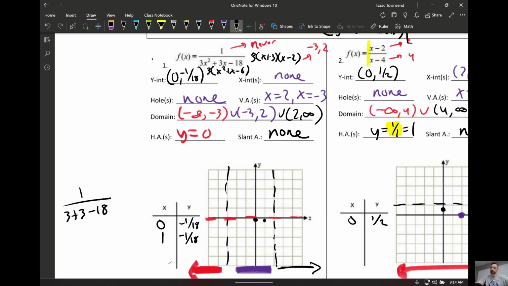Oh wait, that's not right. This would be -1/12, sorry. My arithmetic's off. So actually, that's also almost 0, but it's a little bit bigger than -1/18, not much.